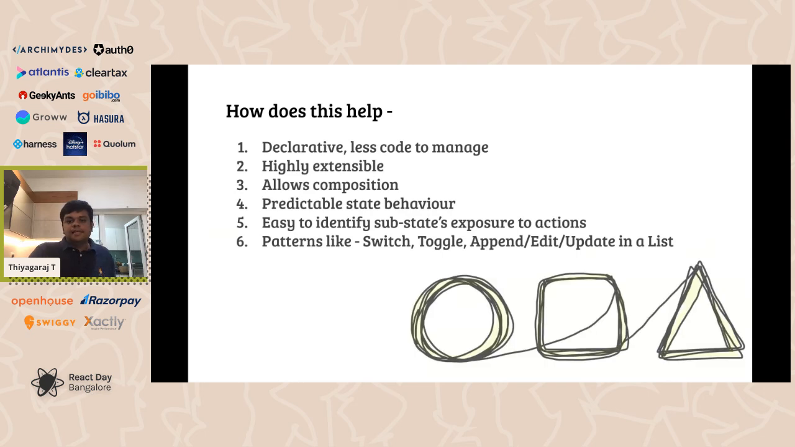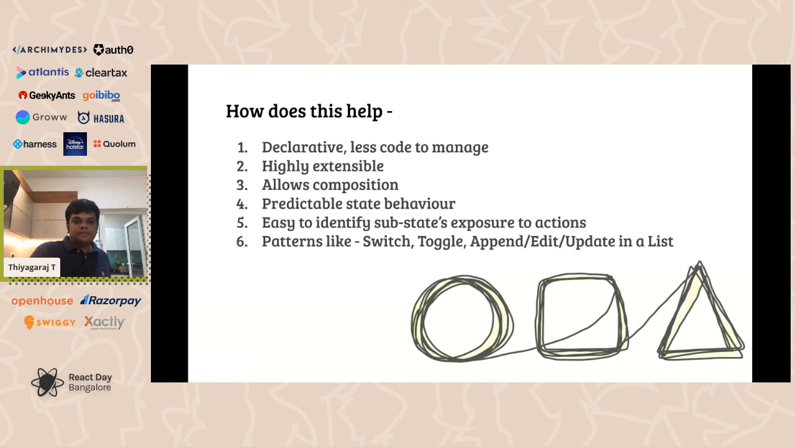So how does this help? Some obvious deductions here. One is that it's very declarative, so you end up with less code to manage. It's highly extensible. You can always add more patterns and extend the configuration to support different types of behavior. It allows composition, so you are not ending up with linear code where you need to copy paste, and editing becomes difficult. When you're dealing with objects, composition becomes very clear.